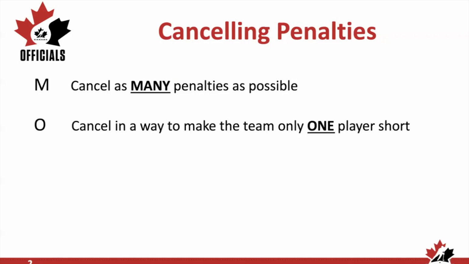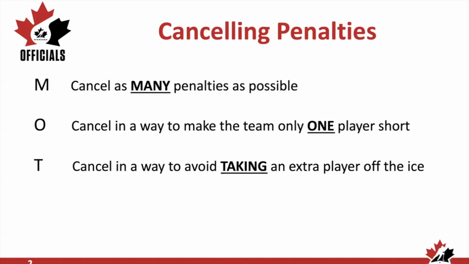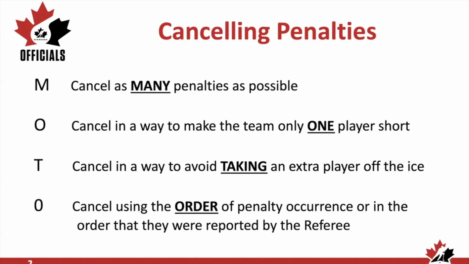O means cancel in a way to make the team only one player short. Ideally, we want a team to only be one player short wherever possible. T, cancel in a way to avoid taking an extra player off the ice. So this comes up in a few scenarios that I'm going to go through shortly, but basically we want to avoid having to take an extra player off the ice to serve the penalty of a player who already has one. And finally, order of occurrence. So we want to cancel using the order of penalty occurrence or in the order that they were reported by the referee.